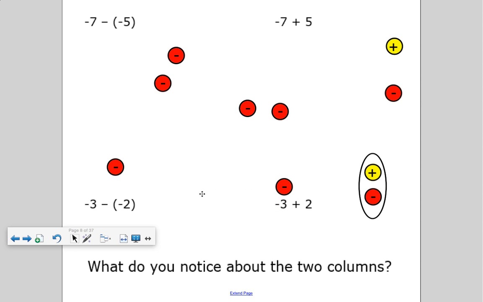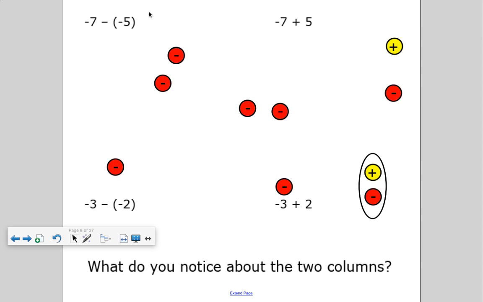So what do we notice about the two columns? They both have the same value of -1. This one is subtraction. This is addition. They both started with -3. This is subtraction. This is addition. This is a -2, while this is a 2.